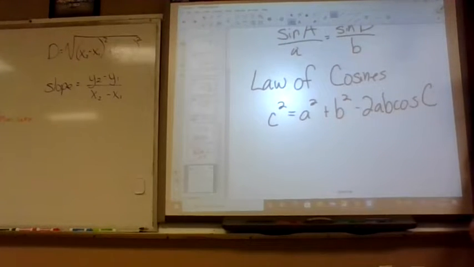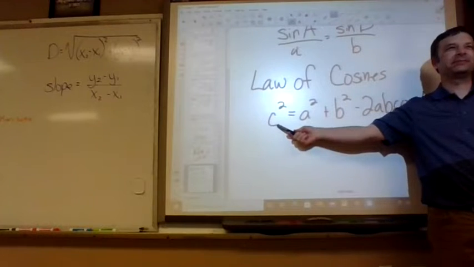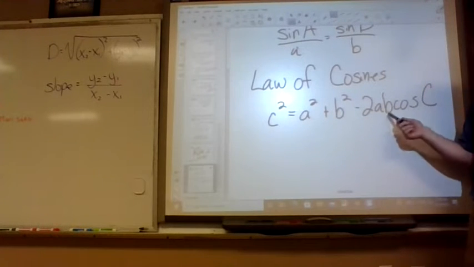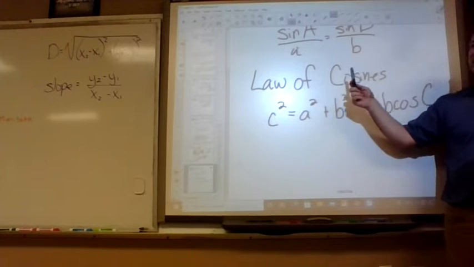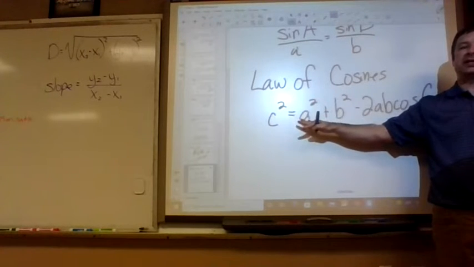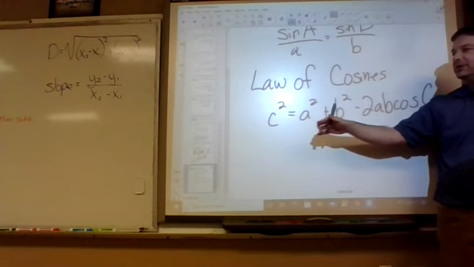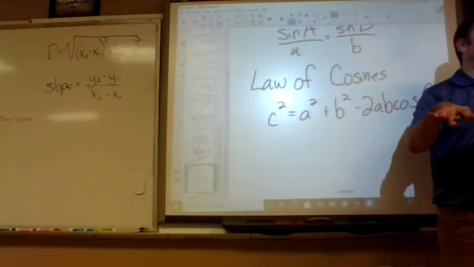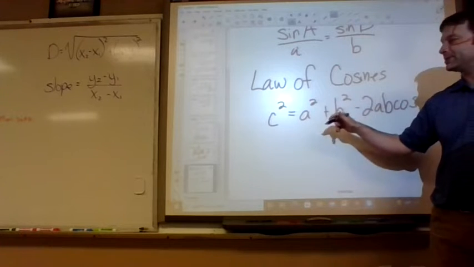Okay, does this look familiar? There's a squared equals b squared plus c squared... Actually the formula is c squared equals a squared plus b squared minus 2ab cosine of C. Here's the thing: these letters don't necessarily match the letters in the problem.